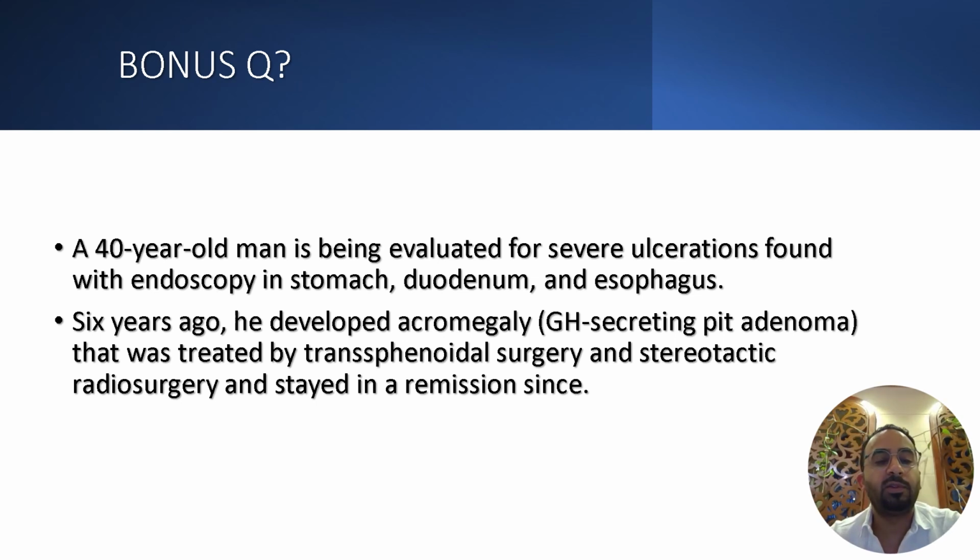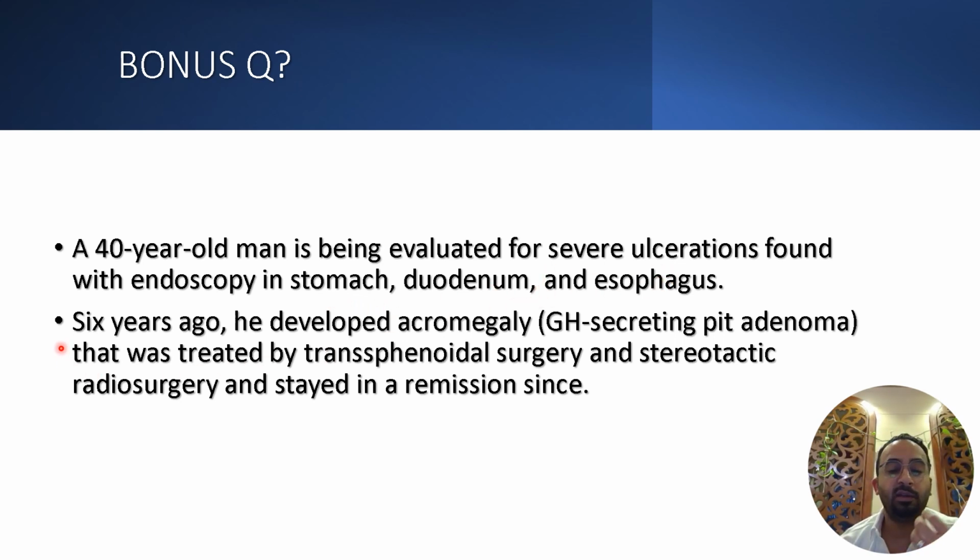So let's end this presentation with this question. A 40-year-old man is being evaluated for severe ulcerations found with endoscopy in the stomach, duodenum and esophagus. So the patient has extensive severe ulcerations. I know from the gastroenterology lectures about the causes of peptic ulcer that the commonest cause is H. pylori. But none of these many causes has the ability to cause severe extensive ulceration that can extend beyond the stomach and duodenum to reach the esophagus.